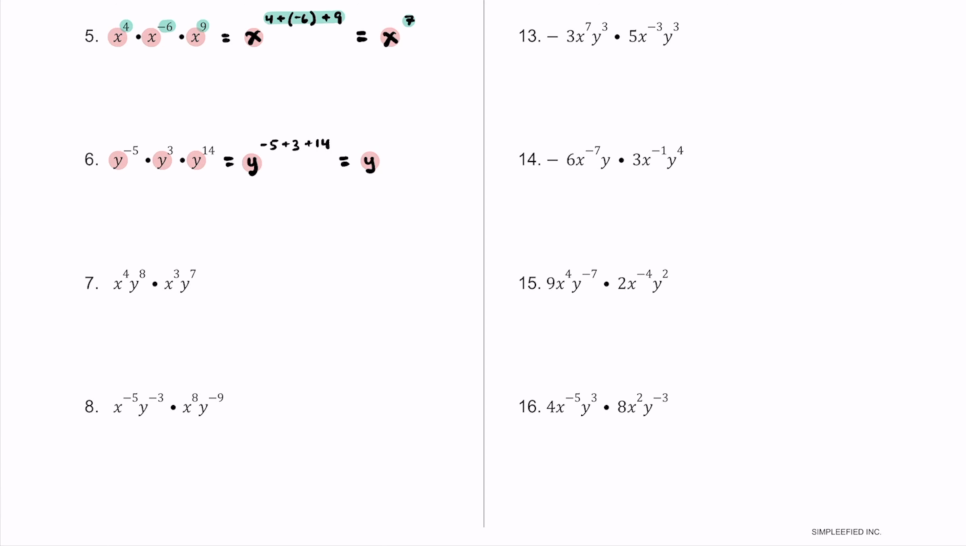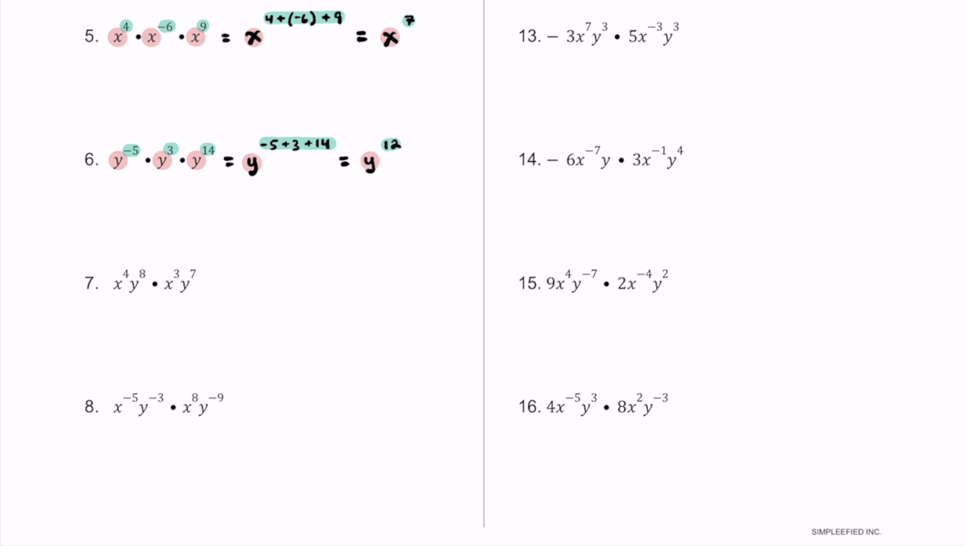So we have y, of course, as our base. Now negative 5 plus 3 is going to be negative 2, and then negative 2 plus 14 is going to be positive 12. So we're going to have y to the positive 12th power. Since the bases were the same, we took this negative 5, 3, and 14, we added them together, and we got positive 12 for the exponent.